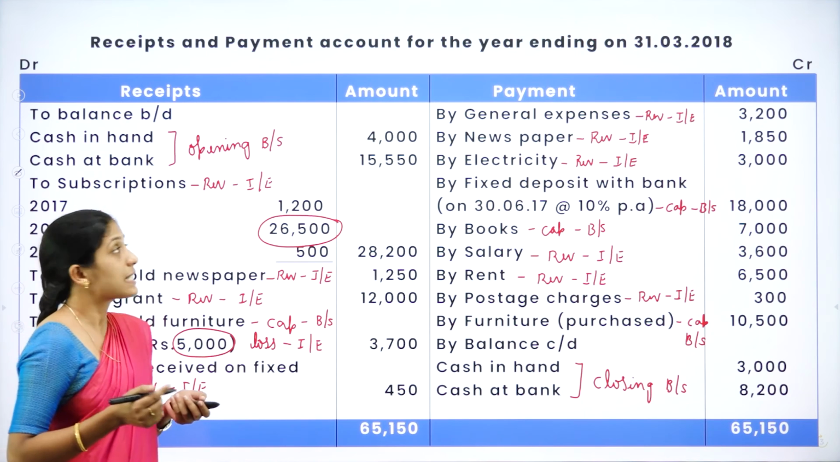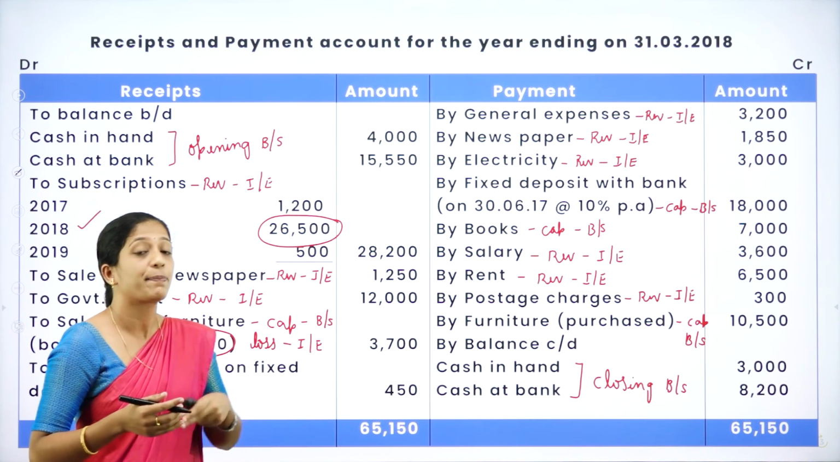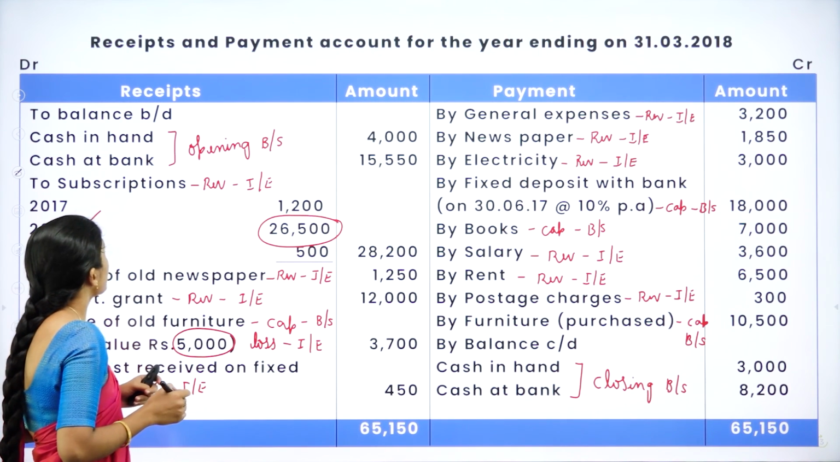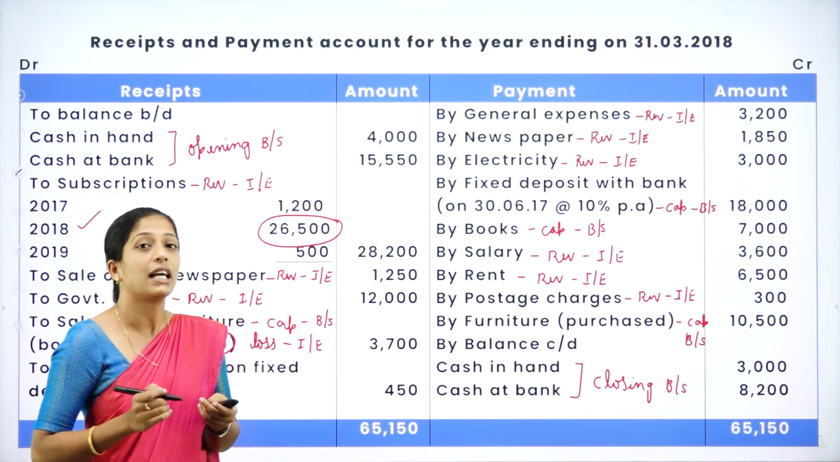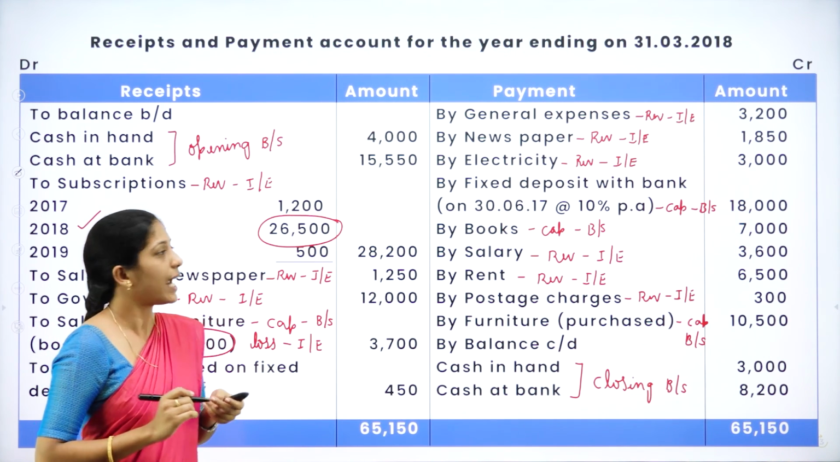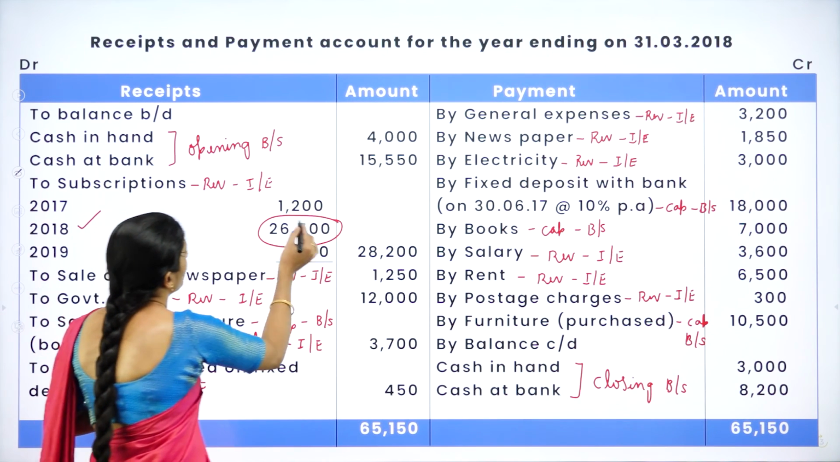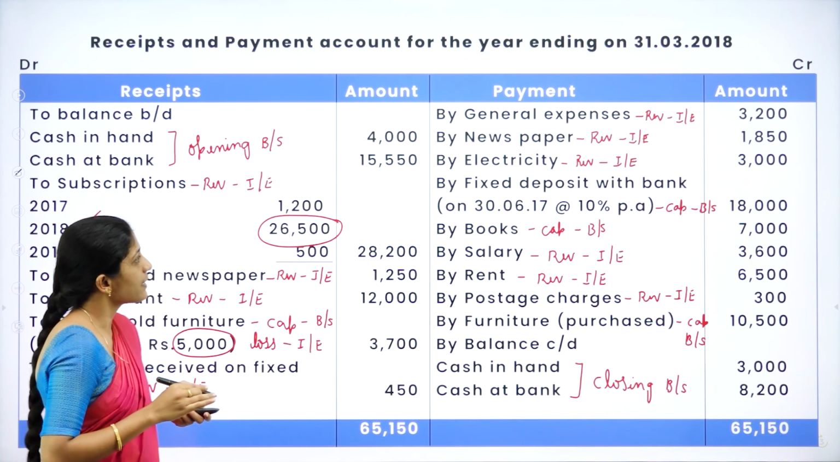Now coming to the receipt side, we are having cash in hand and cash at bank. So as I told, it belongs to the previous year, so it comes under opening balance sheet. And the next one is subscription. So it is a revenue item which comes under income and expenditure account. And our current year is what? 2018. So we have to take 26,500. So that is current year subscription.